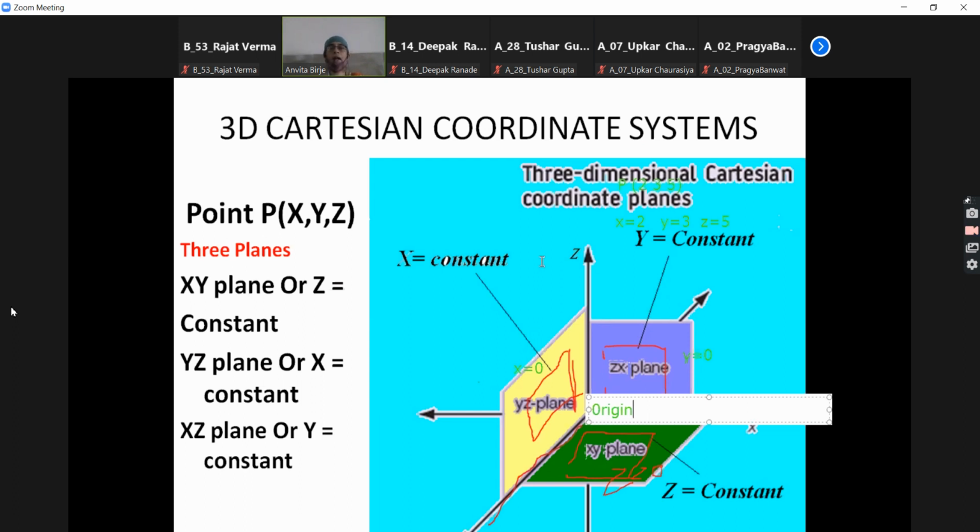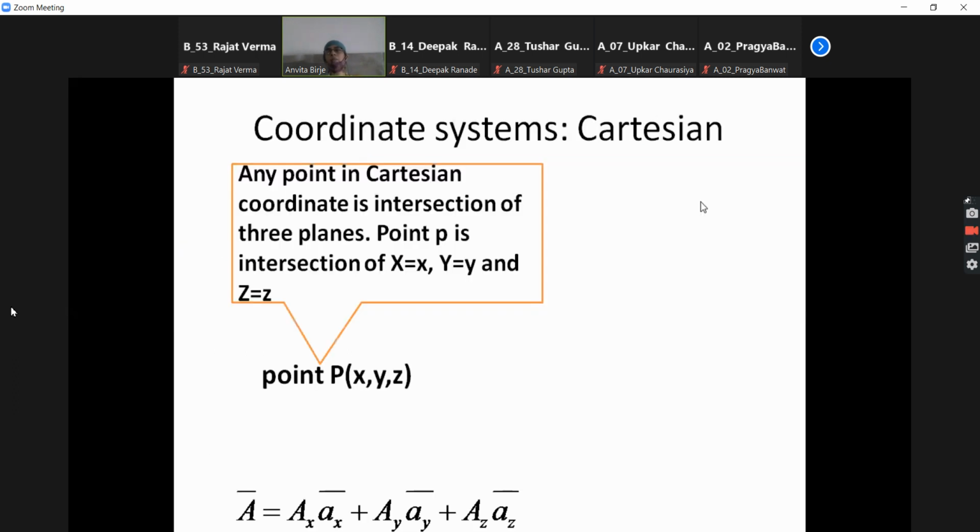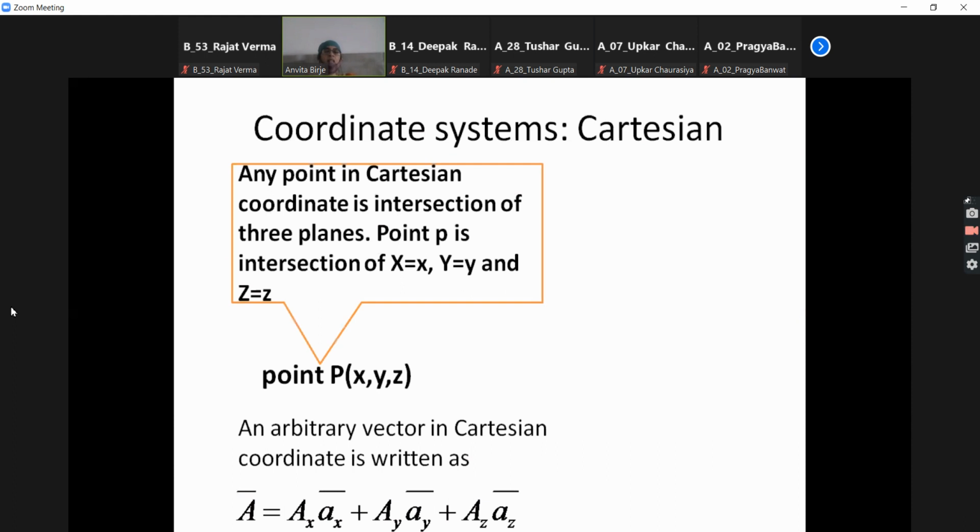So when I say origin, इसका मतलब क्या है? It is the intersection of three planes: x is equal to 0, y is equal to 0, z is equal to 0, right? In the similar way, any point in the rectangular plane is the intersection of three planes. So when I say point x, y, z, that means it is the intersection of x is equal to x, y is equal to y, z is equal to z. Suppose you take any point 1, 2, 3. It is the intersection of x is equal to 1, y is equal to 2, and z is equal to 3. Okay, is this point clear to everyone?